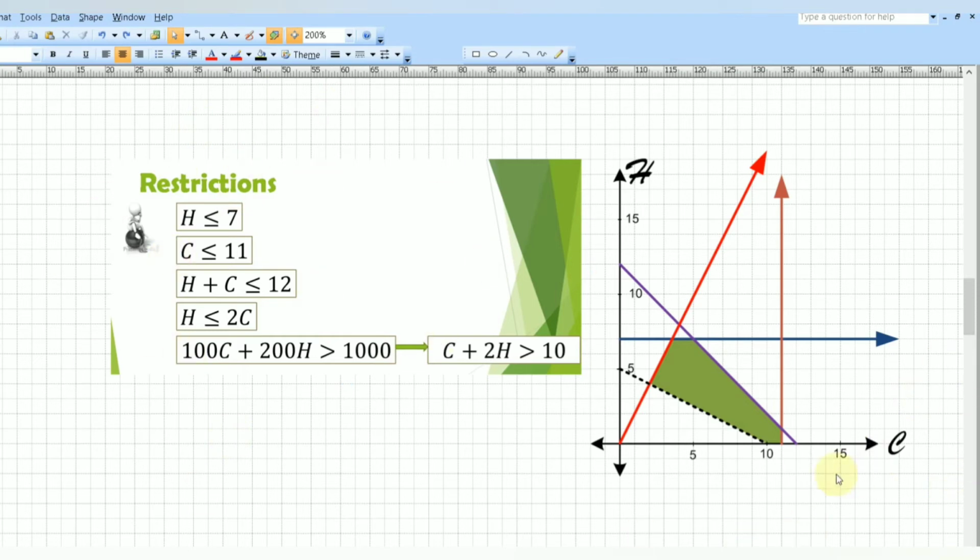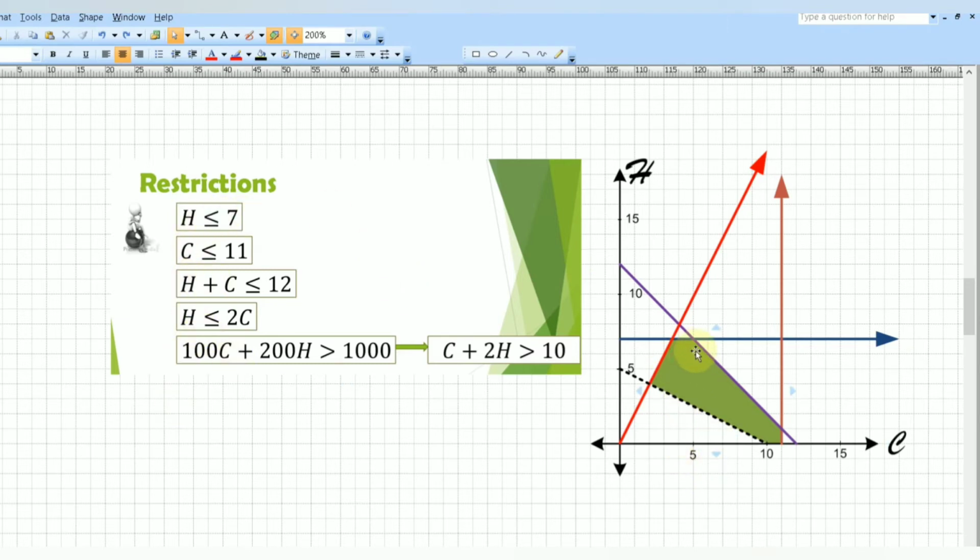For example, if I'm using the pair 15, 0, if I produce 15 camels, no hippo, it is not an option. Why? Because it will violate the second restriction, since I can only produce less than or equal to 11 camels. So rather than checking one pair against all of these restrictions, this graph will easily show you all the visible pairs. Now for example, we are accepting 5 camels and 5 hippos. It is around here, right? So we can produce 5 camels and 5 hippos, and it won't violate any restriction.